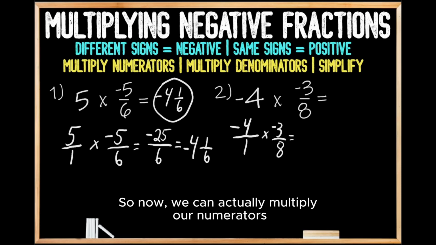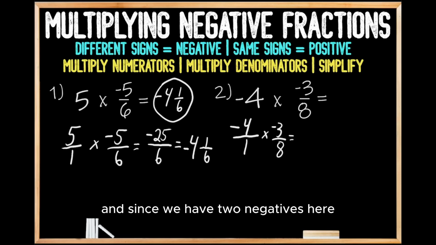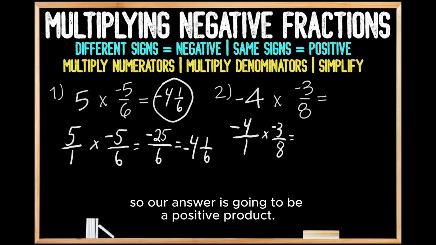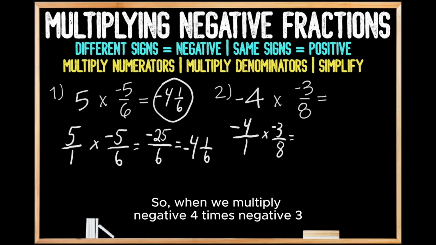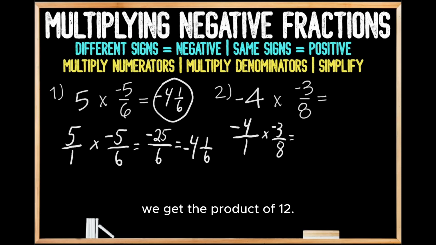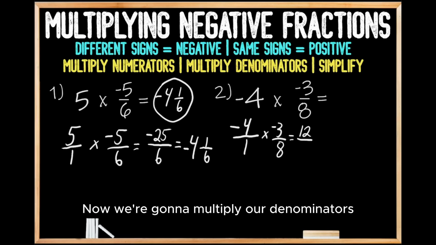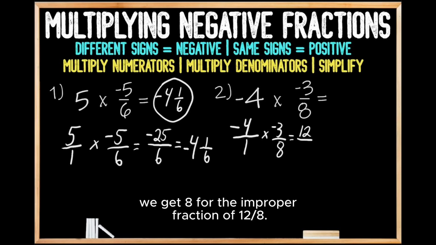So now we can actually multiply our numerators. And since we have two negatives here, we have two of the same signs. So our answer is going to be a positive product. So when we multiply negative 4 times negative 3, we get the product of 12. Now we're going to multiply our denominators. When we multiply 1 times 8, we get 8 for the improper fraction of 12/8.